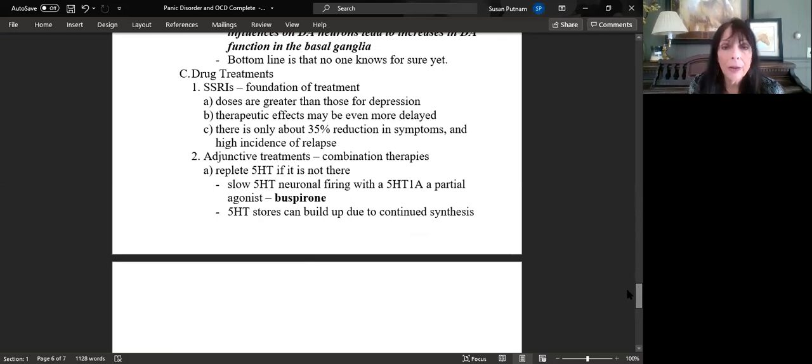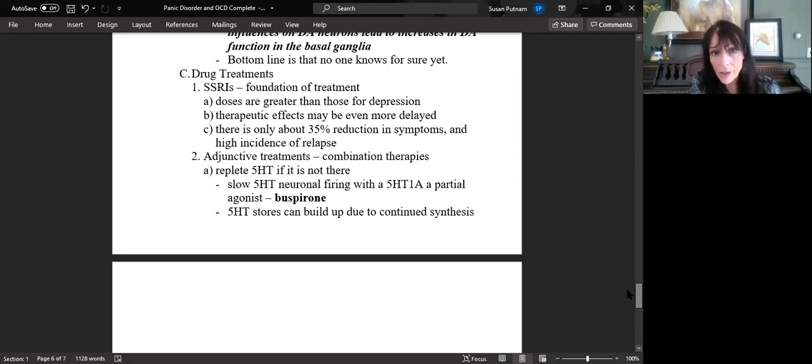Combination therapies include something like, let's replete or refill, if you will, serotonin if it is not there. This is going to seem counterintuitive at first, but hang with me here. If we slow serotonin neuronal firing with the 5-HT1A partial agonist buspirone or Buspar, you can help OCD symptoms.